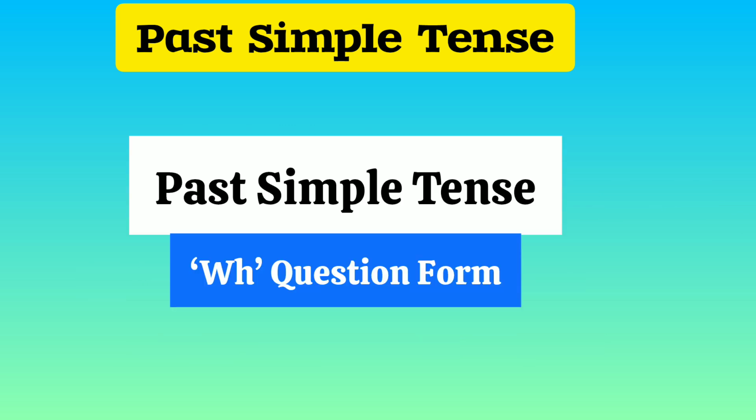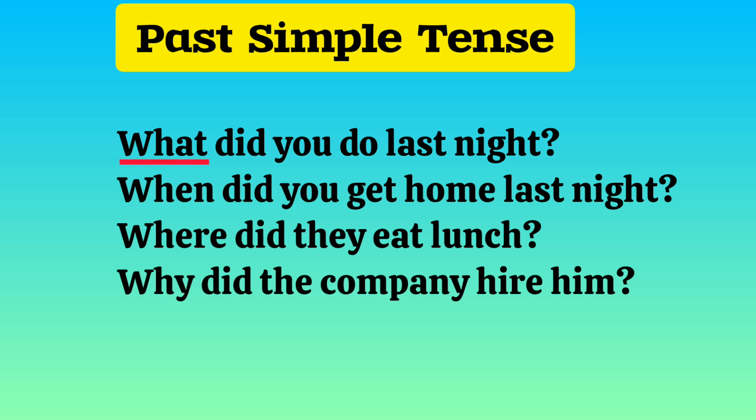Let us move on. Now I will introduce how to create and answer WH question in the past simple tense. Here you can see we have what, when, where, and why. These are all WH question. And after the WH question, we notice that the word did. What did, when did, where did, why did. And what come after that is the subject. And then the base form of the verb. Let us take a look.